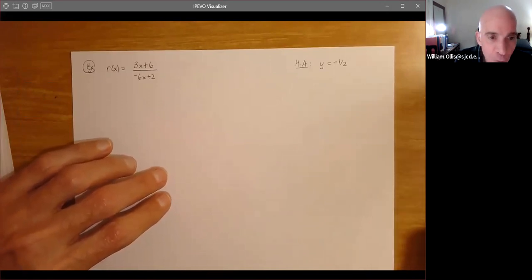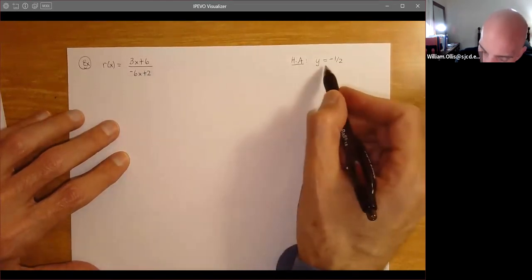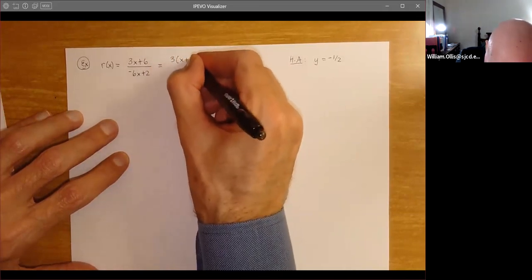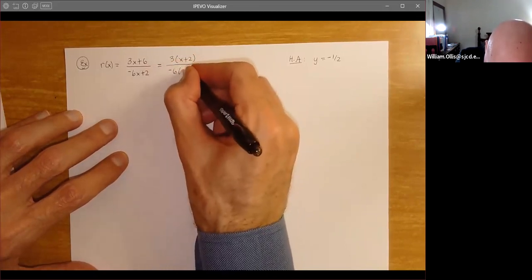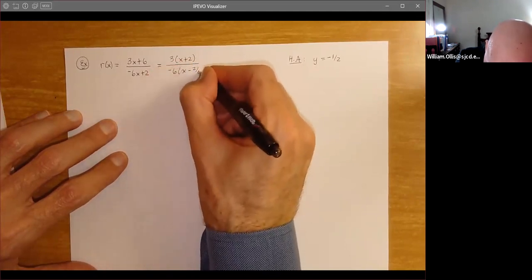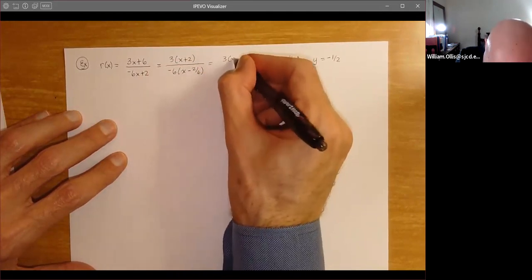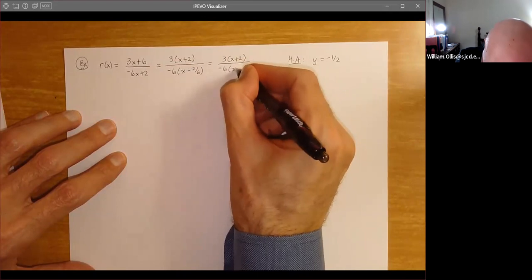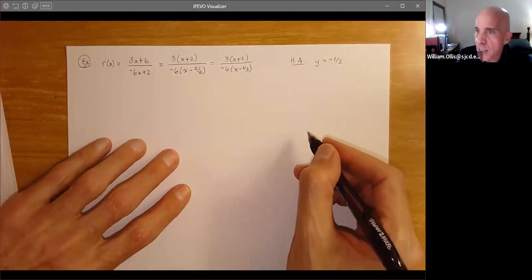Now, if we look here, we can go ahead and rewrite this a little bit. We found this. Let's go ahead and factor the numerator. So we'll get 3 times x plus 2. And downstairs, factor the negative 6. So we get an x, and of course that's minus 2 divided by 6. Again, we have to divide by the negative 6. So we get 3 times x plus 2, and then we have a negative 6 times x minus a third. Okay, so that's just isolating zeros in the denominator.